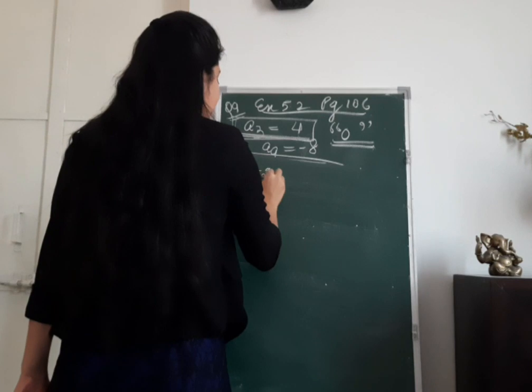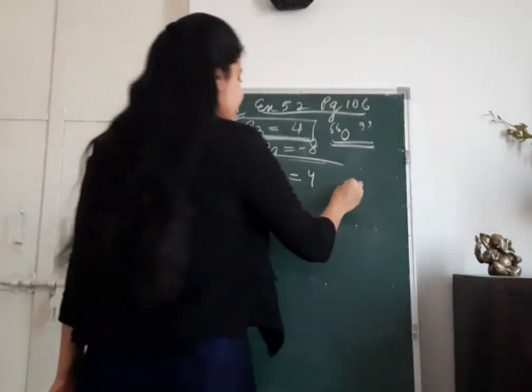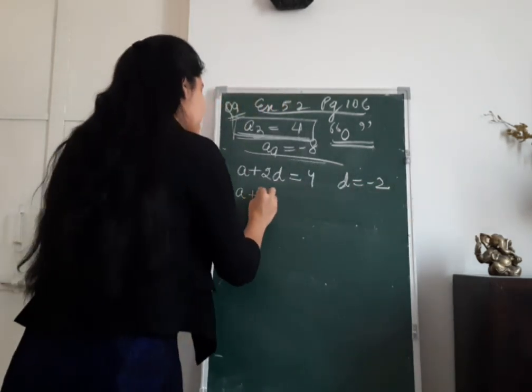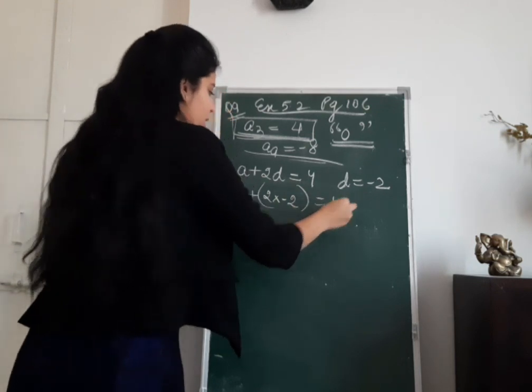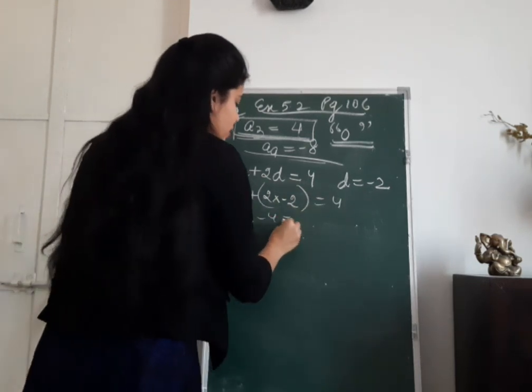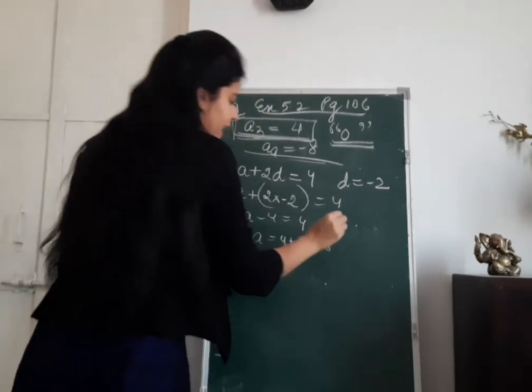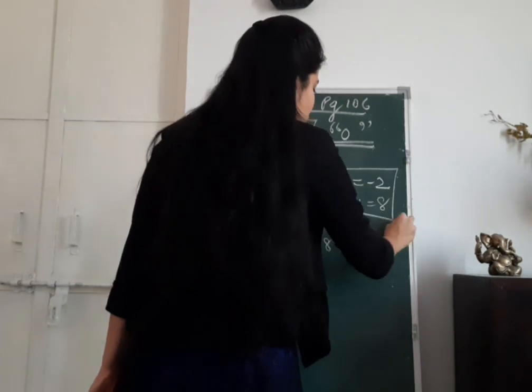a plus 2d is equal to 4. That was our first equation, and d is equal to minus 2. So I will put that in this equation. I will get a plus 2 into minus 2 is equal to 4. a minus 4 is equal to 4. a is equal to 4 plus 4, that is equal to 8. So a is equal to 8 and d is equal to minus 2.